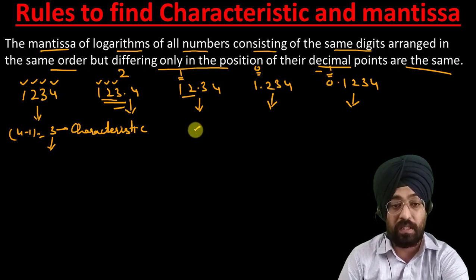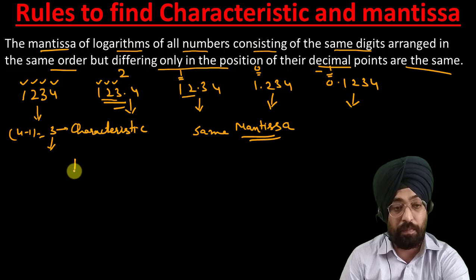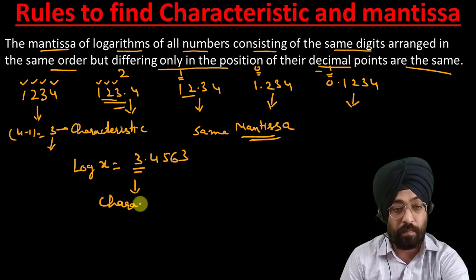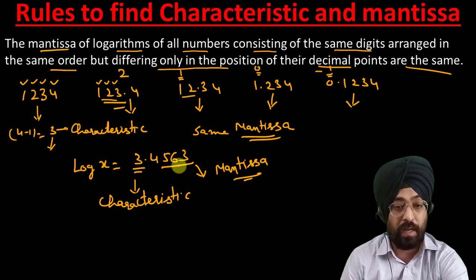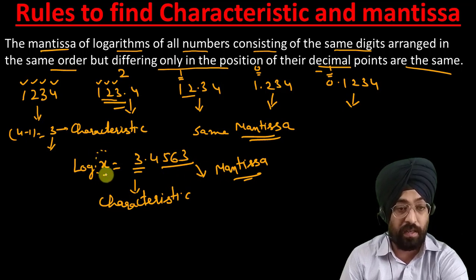And all these numbers have the same mantissa. Mantissa is the decimal part. I once again repeat, if log of any number is 3.4563, then this 3, the integral part before the decimal, is the characteristic, and the decimal part or fractional part is called mantissa. That means the log of any number is composed of two parts, characteristic and mantissa. So if we have to find the log of any number x, we need to find its characteristic and mantissa.